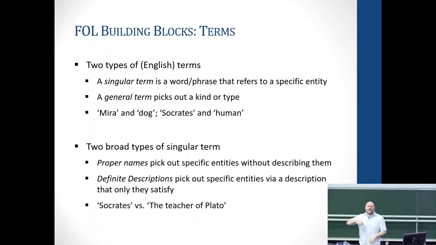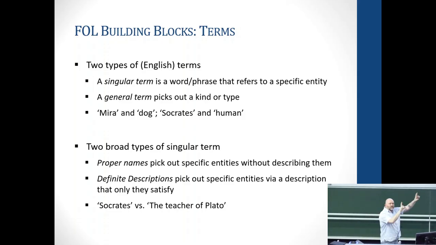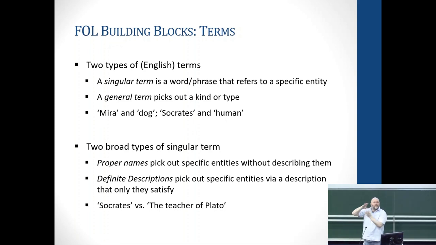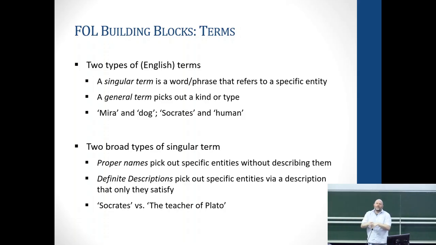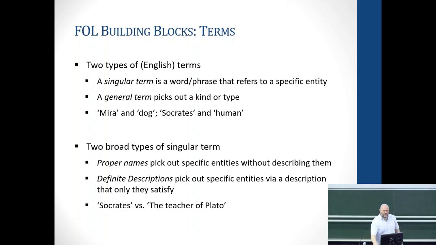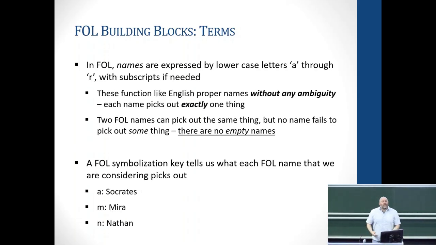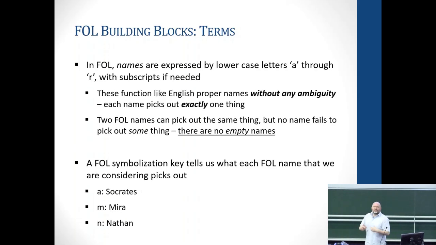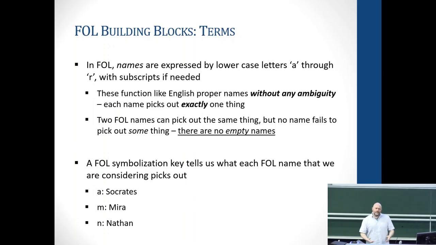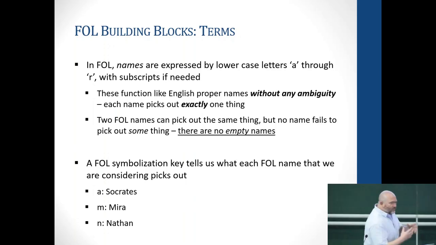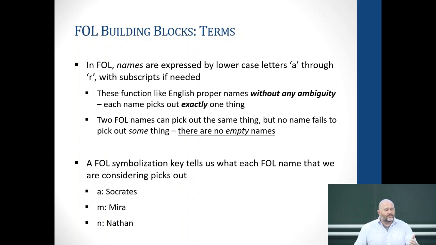So the idea here is, right, you can contrast Socrates, the name Socrates, versus the teacher of Plato. The definite description picks out or denotes the same object as the proper name, but it might do it in a different way. The name kind of just tags the guy. The description is whoever satisfies those properties. So in FOL, our terms are all singular terms. And you remember, there's 2 kinds. There's names and there's variables.